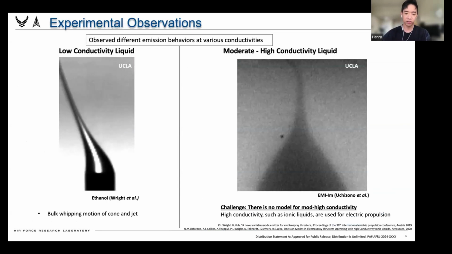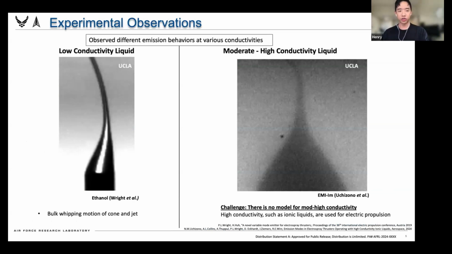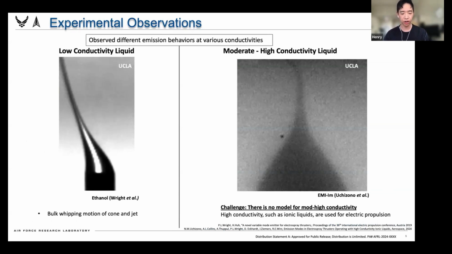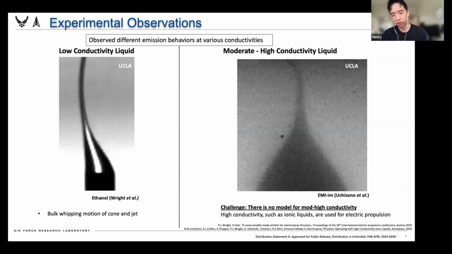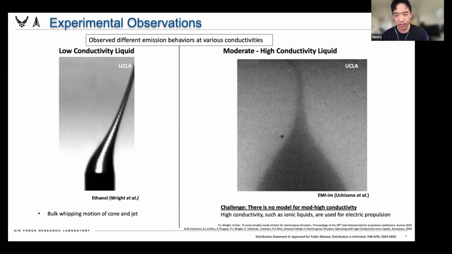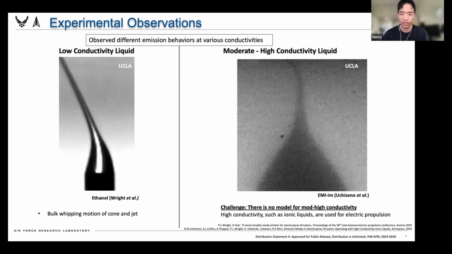The video for the moderate to high conductivity is not working, but we actually observed both low conductivity liquid and moderate to high conductivity liquid behavior. Dr. Peter Wright from our lab observed ethanol bulk whipping motion of the cone and jet for low conductivity liquid. But for the moderate and high conductivity liquid, for which we used EMIM, Dr. Nolan, who works at the Navy Research Lab now, observed, though you can't see it in the video, a whipping motion at the end of the jet, at the end of the pulsating cycle.